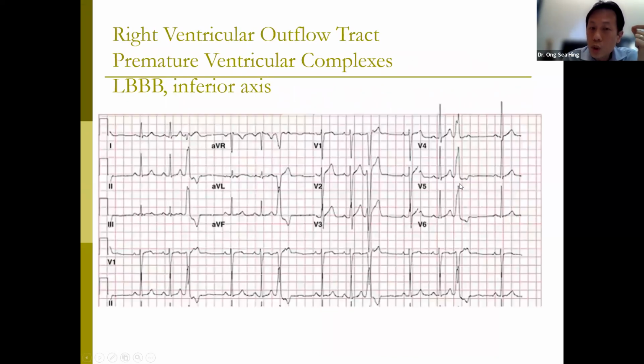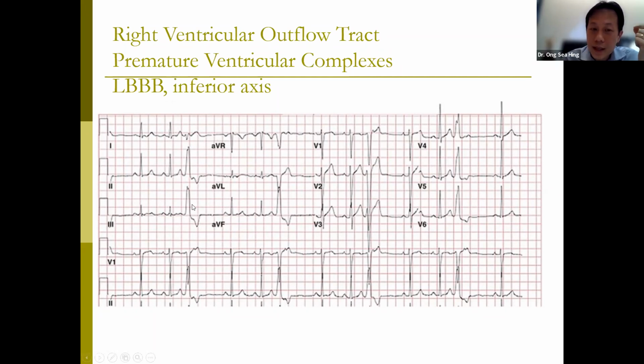Earlier, we talked about localizing where the PVC comes from. So you can see this is the PVC here in V1, V2, and V3, and V4, V5, and V6. And if you remember what I said just now, the William pattern, the W in V1 and the M in V6, this is a left bundle branch block pattern of the premature ventricular complex. And if it's a left bundle branch block pattern, it means that this is from the right ventricle.